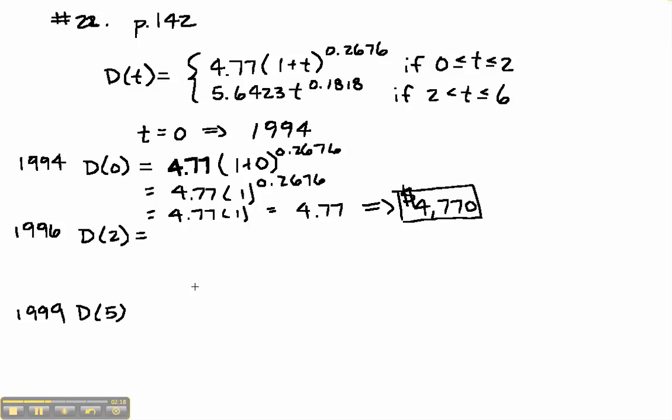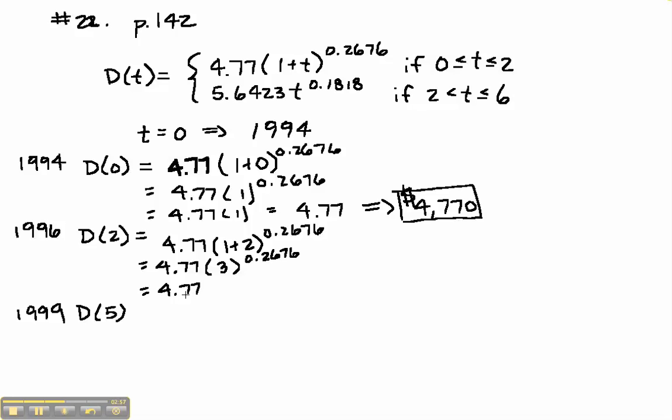And we can use the same strategy to answer our question. And again, in 1996, this corresponds to t equal 2, and we're still using that top equation because 2 falls in the range 0 less than or equal to t less than or equal to 2. And once we substitute 2 into t, we can simplify. 1 plus 2 is 3. And again, you'll need to know where your exponent button is on your calculator to evaluate 3 raised to the 0.2676.